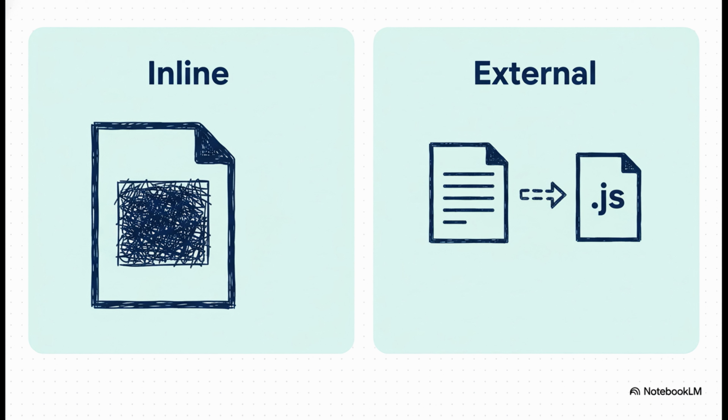It's perfect for really small, simple things. On the other hand, we have external scripts. That's where your code lives in its own separate .js file. This is the way to go for anything more complex, because it's way more organized, it's reusable, and honestly, it's way better for your site's performance.